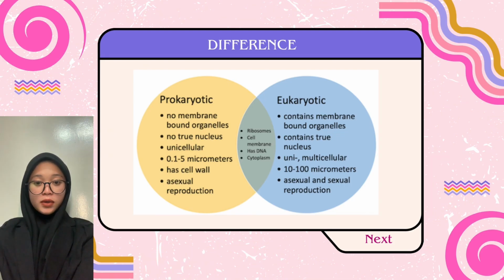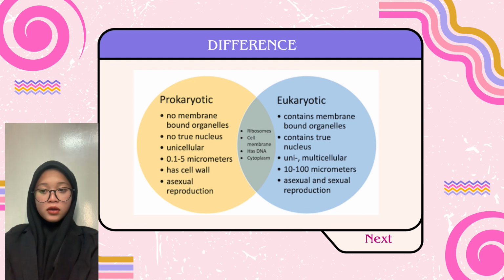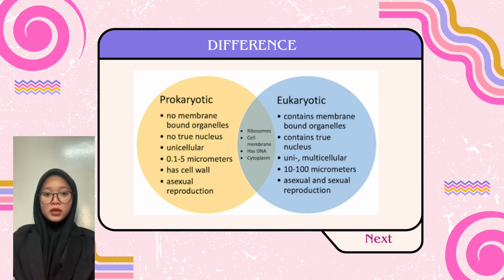In this slide, I will explain about the difference of prokaryotic and eukaryotic cell. Prokaryotic: no membrane-bound organelle, no true nucleus, unicellular, 0.1 until 5 micrometers, has cell wall, and asexual reproduction. While eukaryotic cell contains membrane-bound organelle, contains true nucleus, unicellular or multicellular, 10 until 100 micrometers, asexual and sexual reproduction. The similarity between prokaryotic and eukaryotic is they have ribosome, cell membrane, DNA, and cytoplasm.